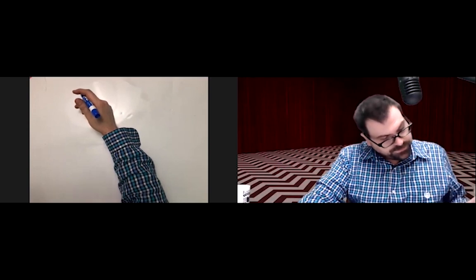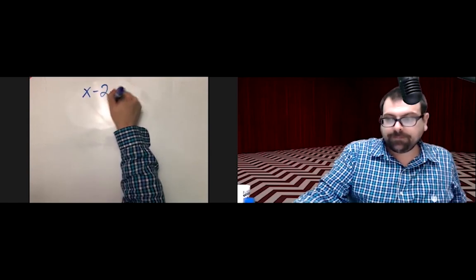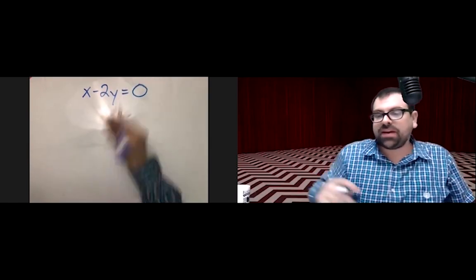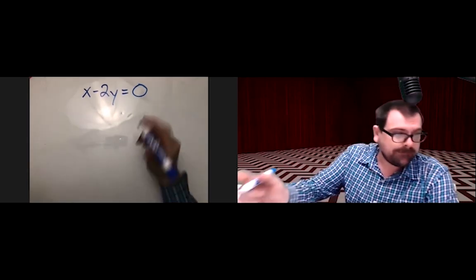By the way, that's kind of what we did there. We just graphed an equation. We graphed an equation by plotting points. Let's do the same thing with x minus 2y equals 0.